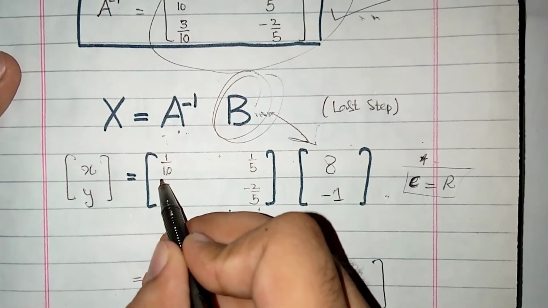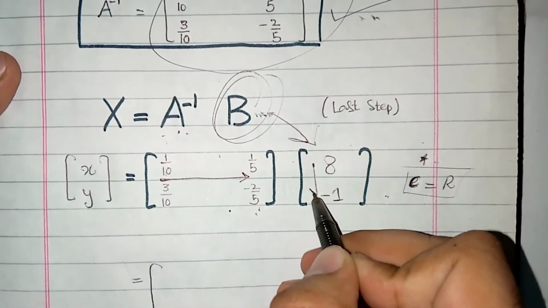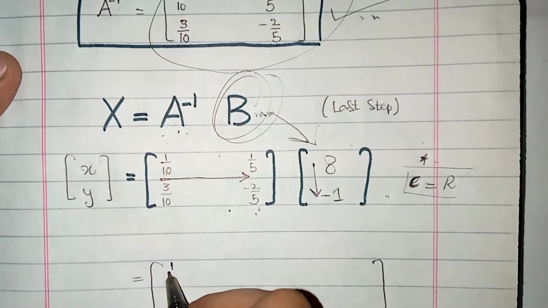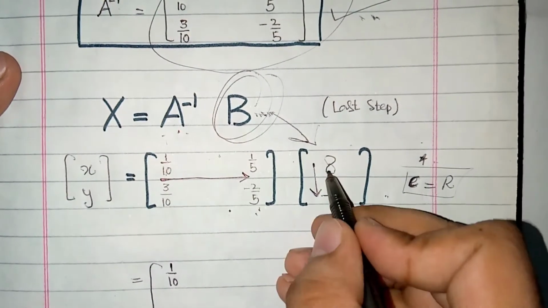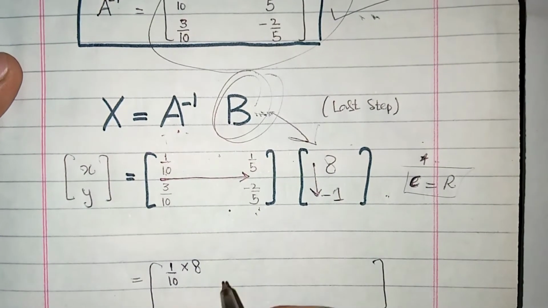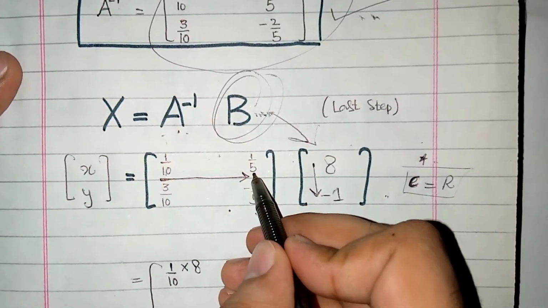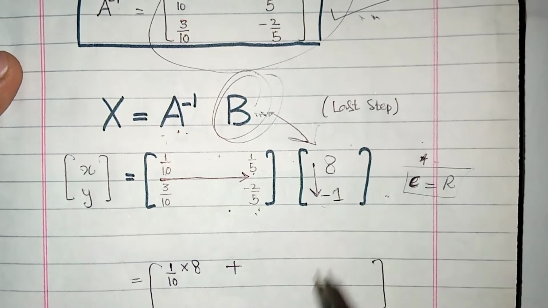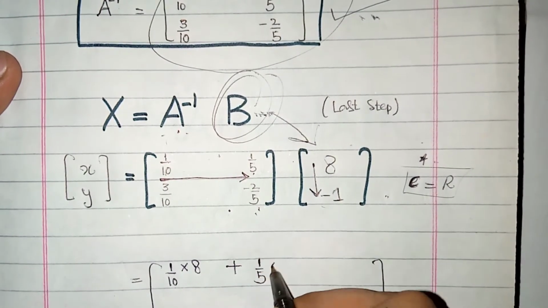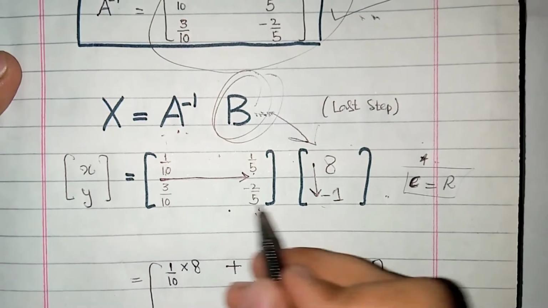The product is very simple. You have to multiply this row with this column like this. 1 over 10 multiply with 8. Put a positive sign here, and now this 1 over 5 multiply with this negative 1. So here the next step is done.